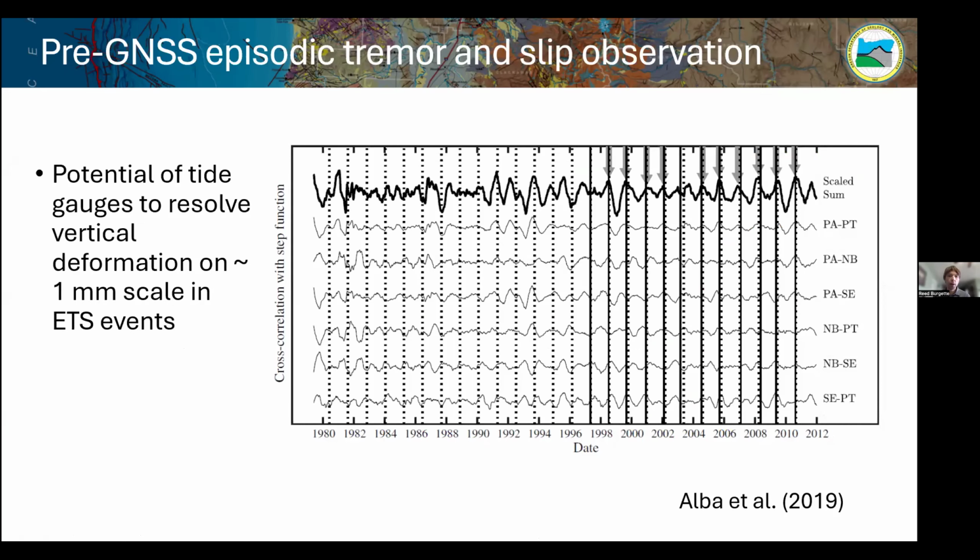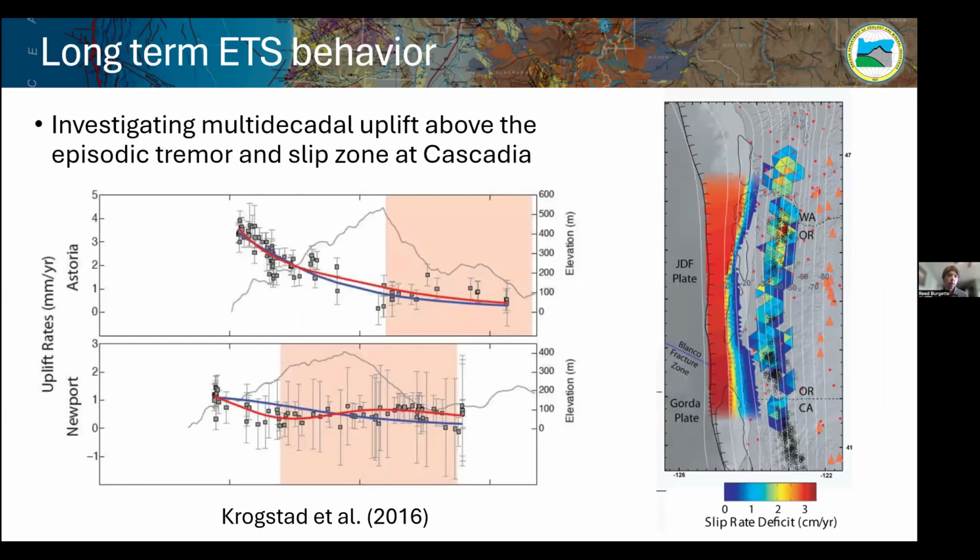Another pretty cool example is looking at the tide gauge time series to extend our understanding of episodic tremor and slip events going back into the pre-GNSS era. This is some work by Sequoia Alba and Ray and others. And we can also ask questions about how, over many of these ETS cycles, is there a net accumulation of strain, or is all of the inter-event strain being released in each ETS event?